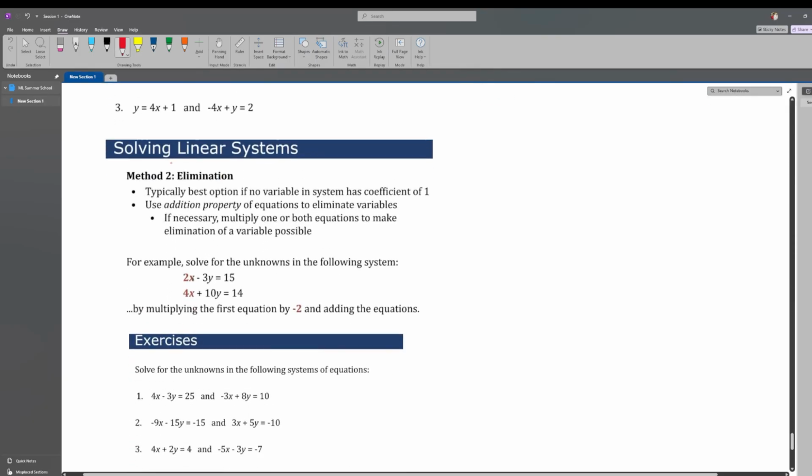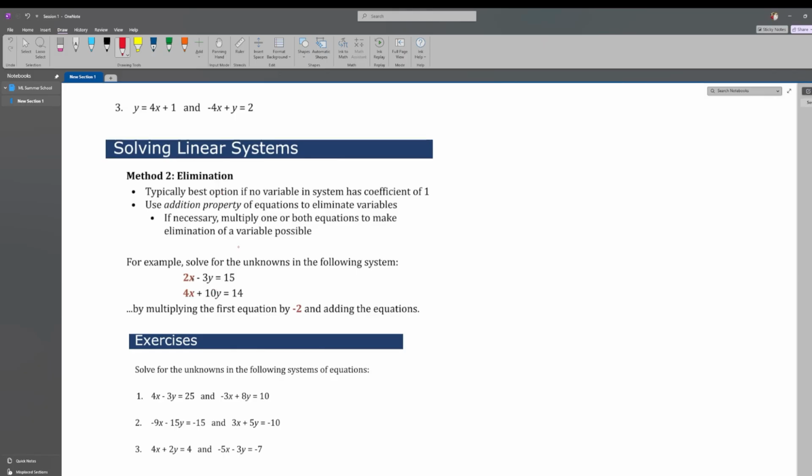Now let's talk about another method, which is basically elimination. So what is the process for solving this problem? This is very easy. How is it easy? 2x minus 3y equals 15, and we have 4x plus 10y equals 14. So what we can do is multiply the first equation by minus 2 and add the equations.